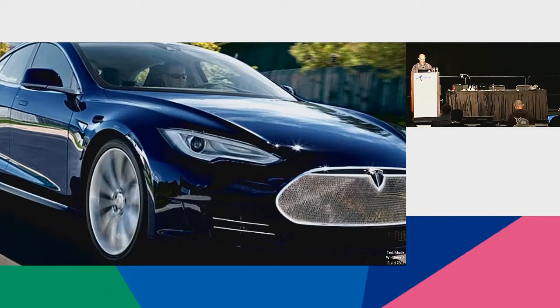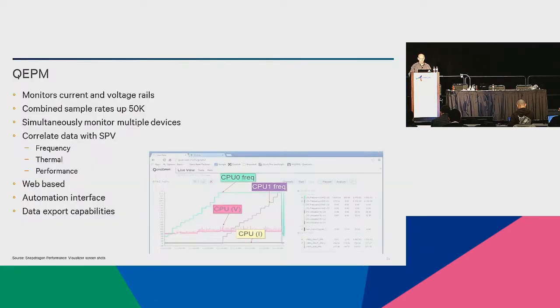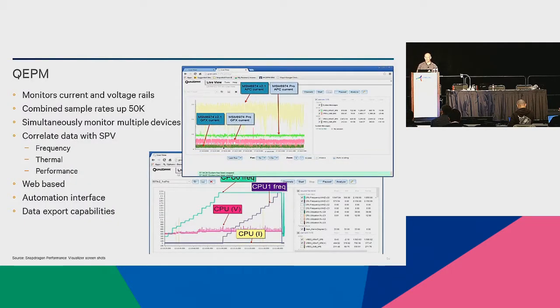And we have a sister tool that Rick had mentioned before, the Qualcomm Embedded Power Monitor, that we are able to collect the data on and correlate with all of this information as well. So we look at the power rails on this. We have a sample rate of up to 50,000 samples a second. We can correlate data with temperature, with all the other information that we just showed you. It's also web-based and put together by the same team, so they work really, really well together.